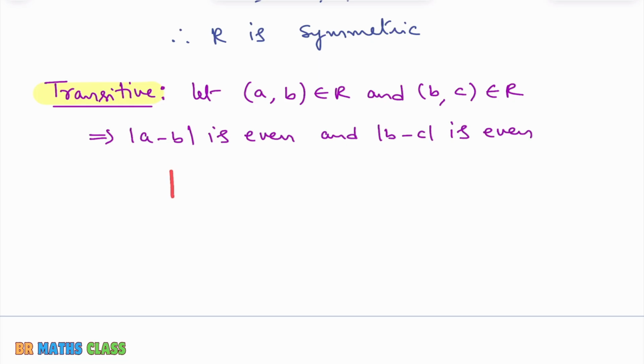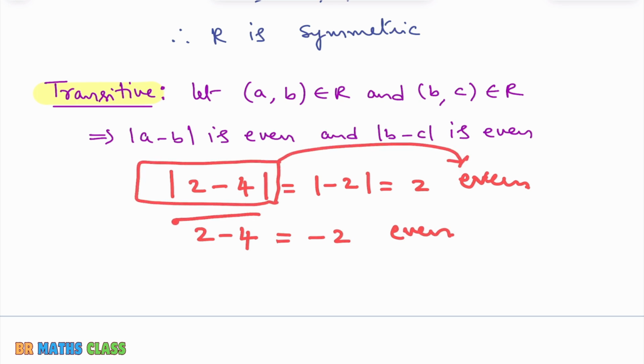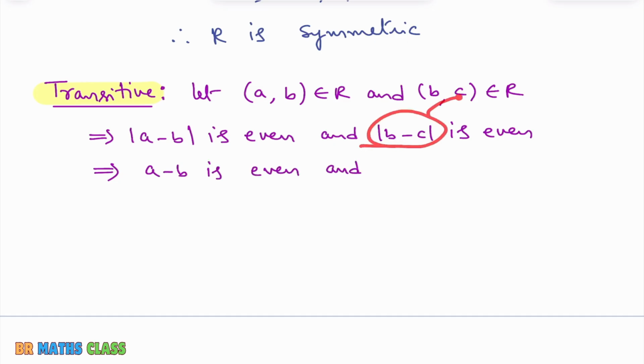You need to observe one thing. I'll take one small example. The modulus of 2 minus 4 is what? It is the modulus of minus 2, which is the same as 2. 2 is even, correct? Just simply calculate 2 minus 4. It is minus 2. Is minus 2 even or not? Yes, minus 2 is divisible by 2, so minus 2 is even. What I am trying to say is, when the modulus of a minus b is even, a minus b is also even. So, here, as I got that the modulus of a minus b is even, I can write that a minus b is also even. Similarly, the modulus of b minus c being even means b minus c is even.